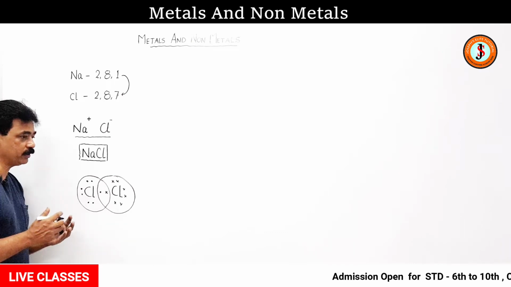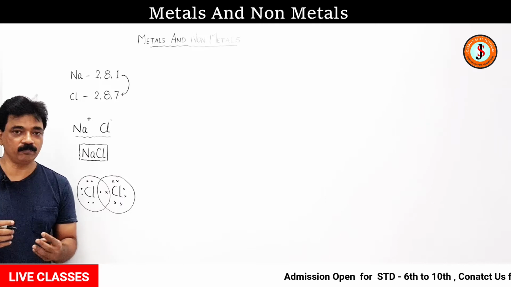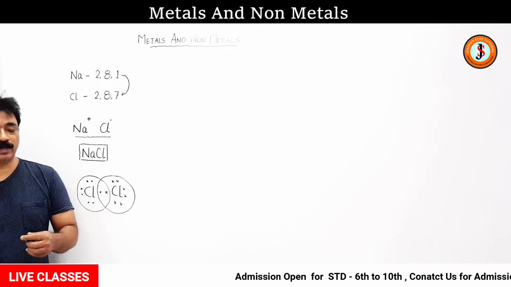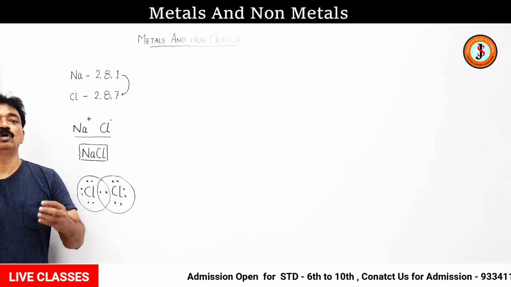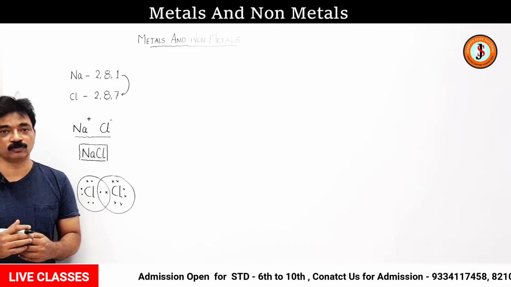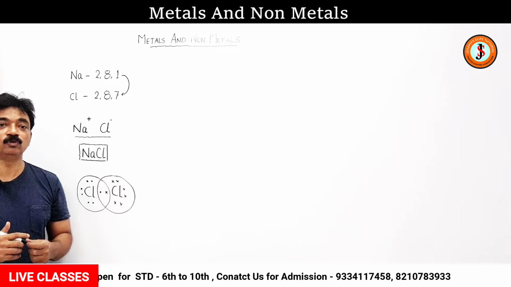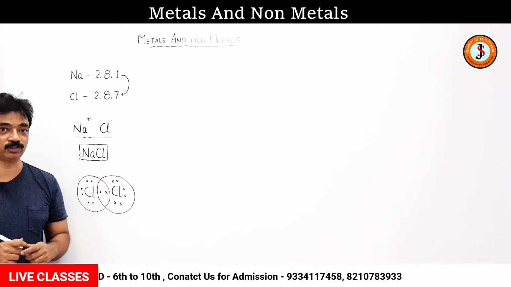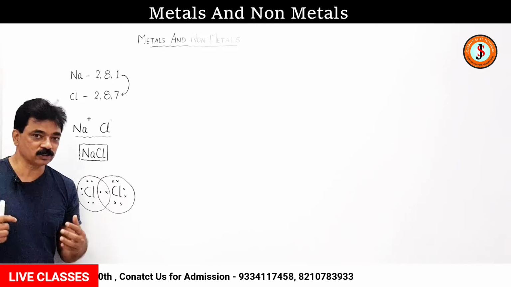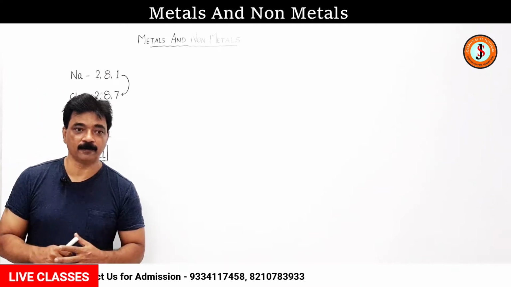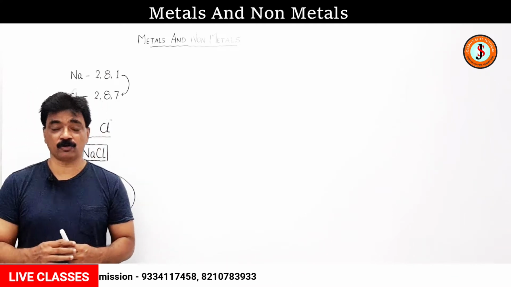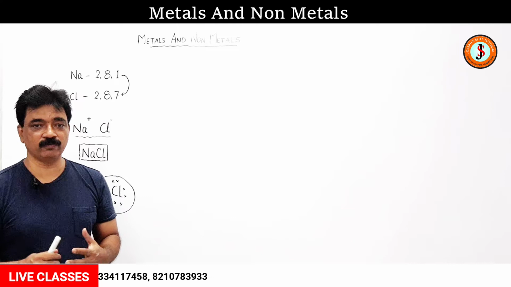So the definition of non-metals will be: non-metals are elements whose atoms have a tendency to gain or share electrons, whereas metals are atoms which have a tendency to lose electrons during bond formation. That means what is expected in the electronic configuration of a metal, that is very, very important.